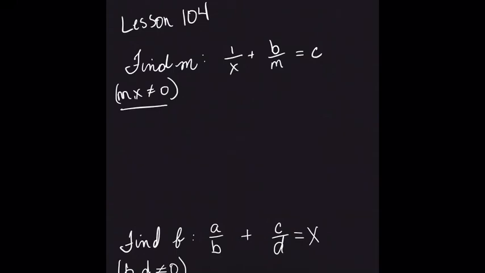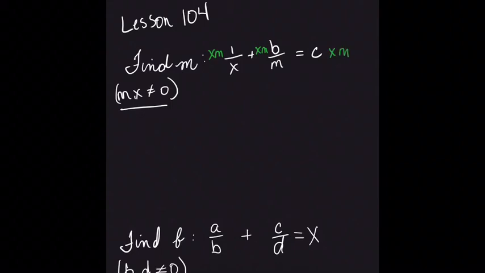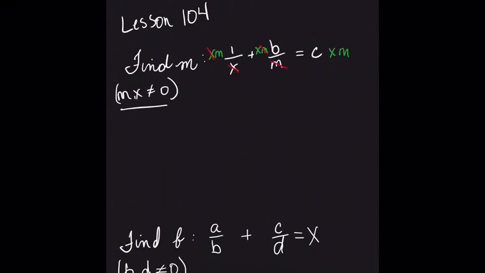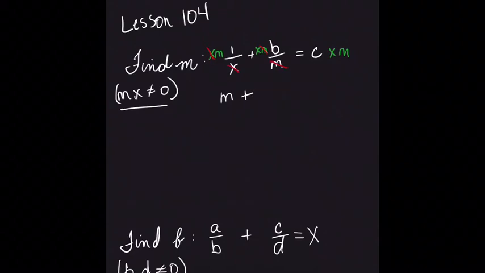So our least common multiple would be xm. So I'm going to multiply each term by xm. I'm sorry, we don't have an x and m in each term. We have the 2 letters in the denominator are x and m. That's why we're multiplying each term by xm. All right, here our x's cancel out. Here our m's cancel out. Okay, and on our last term, none of them cancel out. So our first term is m plus xb equals cxm.